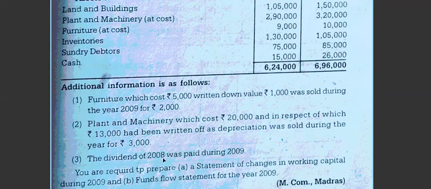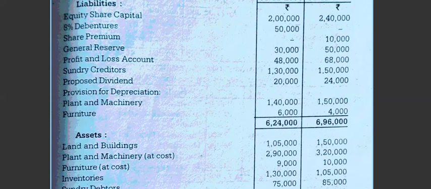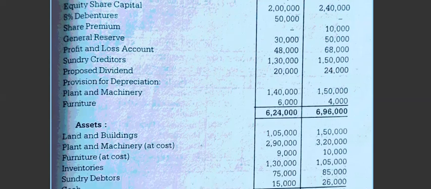The dividend of 2008 was paid during 2009. So for the 2008 dividend, you have to check the problem, it is 20,000. So this 20,000 will go to the fund flow statement. 24,000, they have to create a provision. So this 24,000 will go to the adjusted profit and loss account.